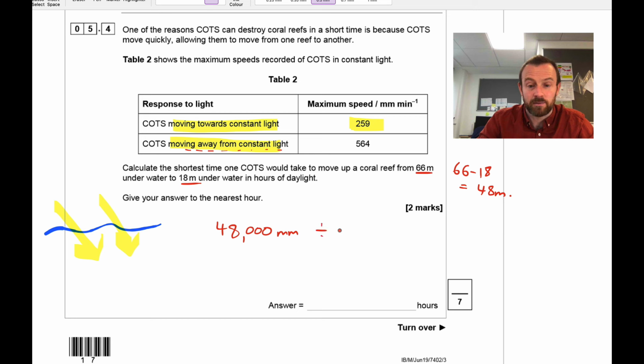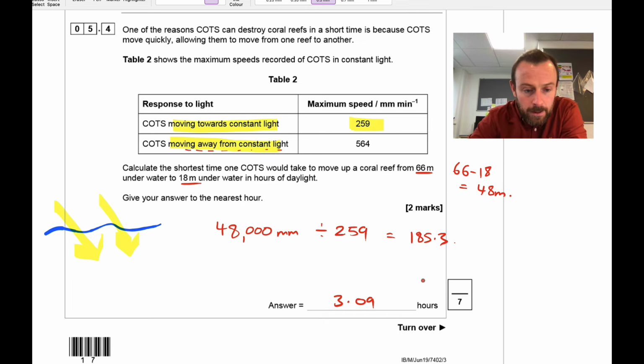And we need to divide that by 259, which gives us our time in minutes. 48,000 divided by 259, which is a lot of minutes. 185.3 minutes. Then we divide that by 60 to get our time in hours, and it's 3.09 hours. Is that right? Gosh, I almost lost the mark there. I just missed that. Bad exam technique for me.